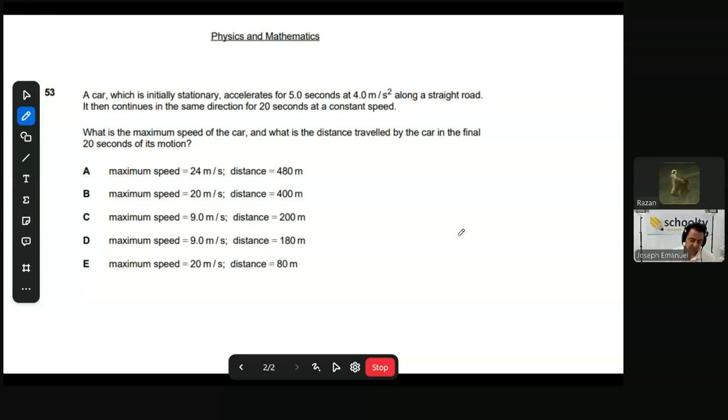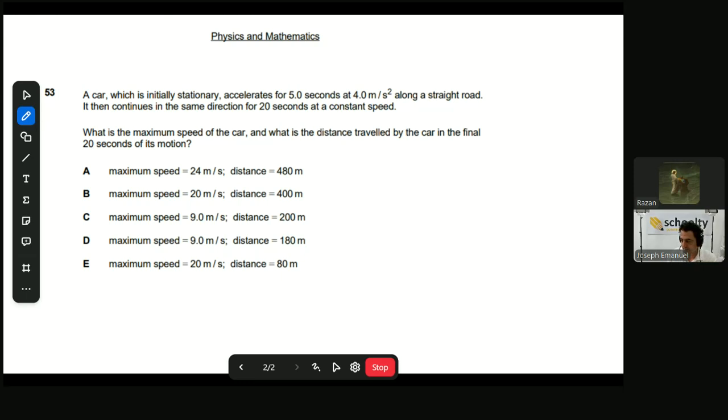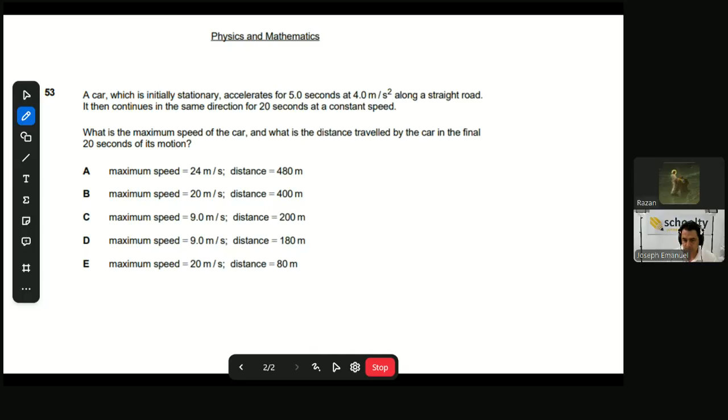Okay, hi everybody. Today we solve the IMAT exam 2019, section physics and mathematics, question 53. Let's go. A car, which is initially stationary, accelerates for 5 seconds at 4 meters per second squared along a straight road. It then continues in the same direction for 20 seconds at a constant speed.